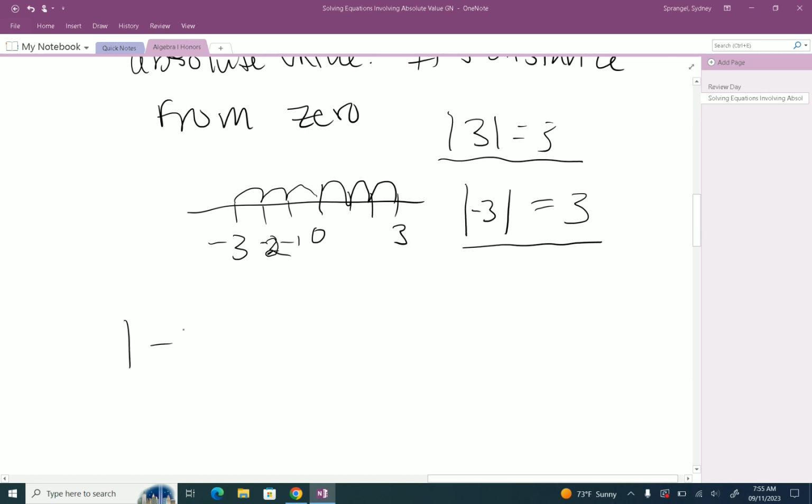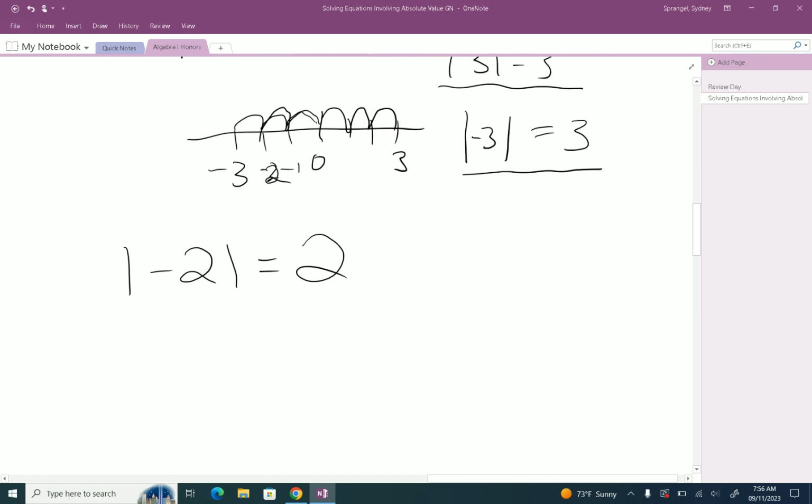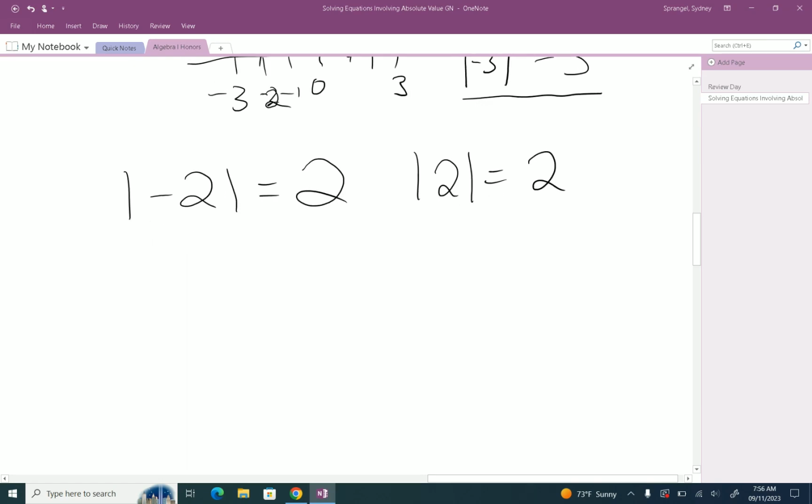So what do you think the absolute value of negative 2 is going to be? Well, we have to ask ourselves, how far away from 0 is negative 2? So negative 2 is 1, 2 spaces away from 0, so it's 2. And another number whose absolute value is 2 is positive 2. A good way to think about this is just creating a positive out of the number you have here.